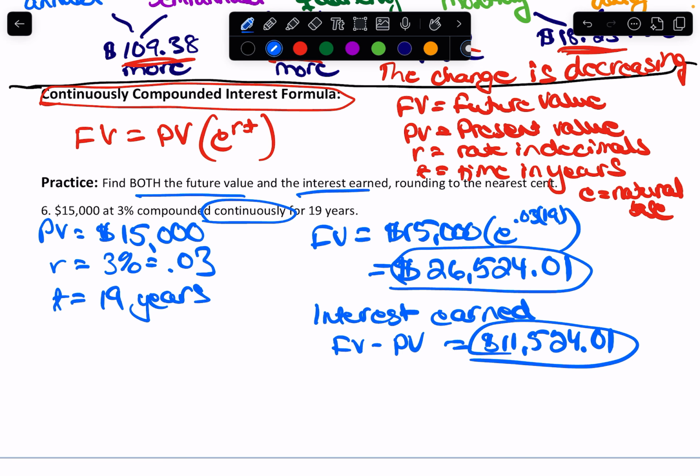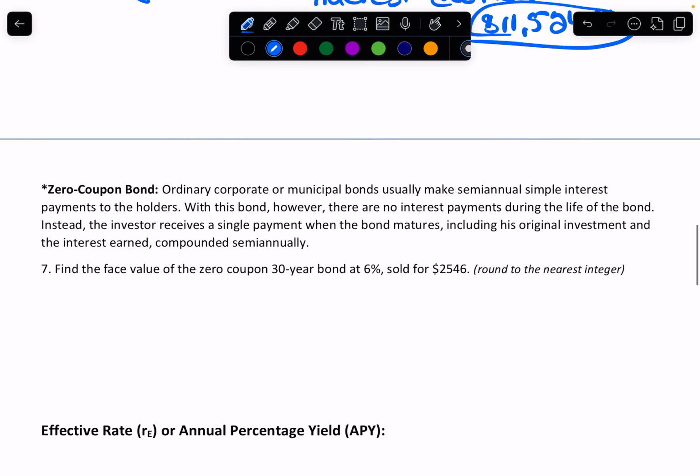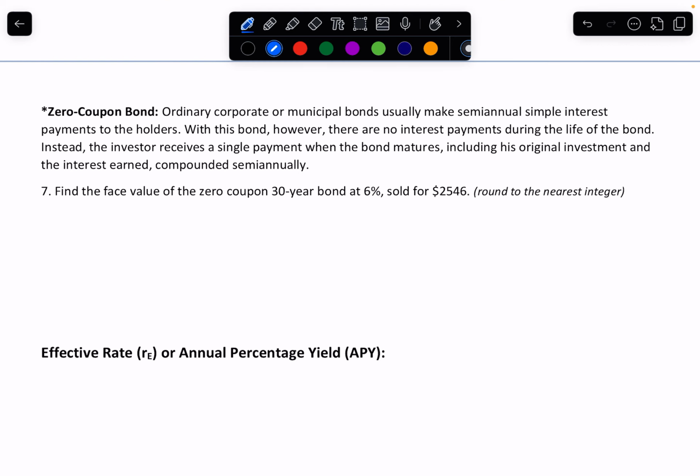Okay. Next, now we're going to look at an application. So zero coupon bond. Sorry, not an app. Well, these are all applications if you think about it. But this is just, we're defining zero coupon bond just so that we know because we're going to be using it here. So ordinary corporate or municipal bonds usually make semi-annual simple interest payments to the holders.